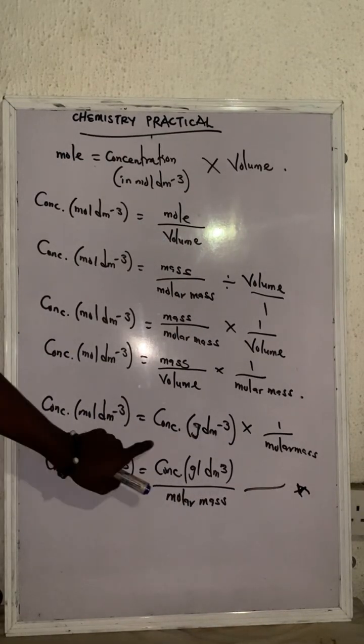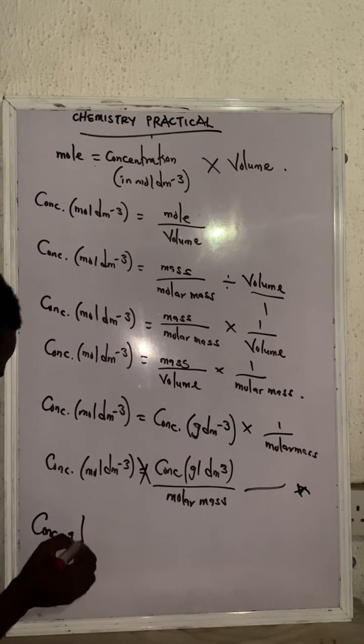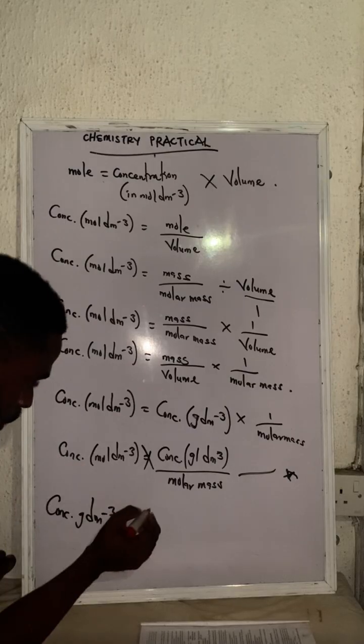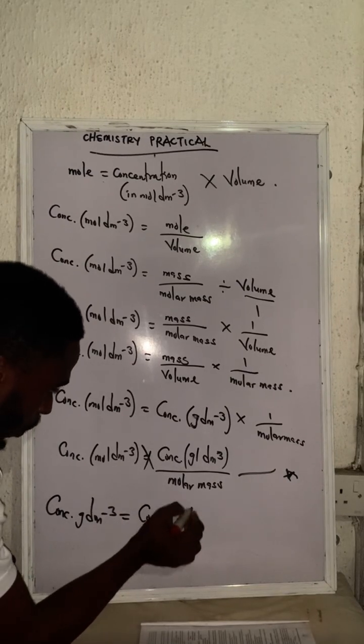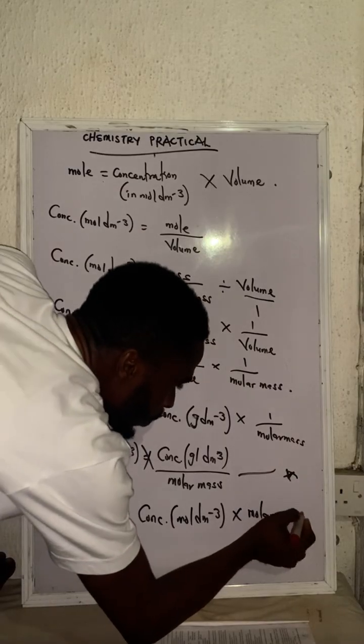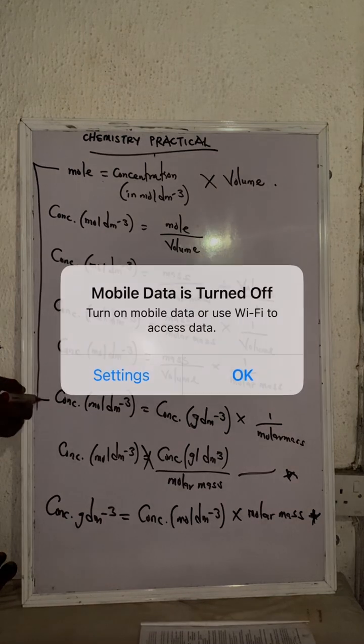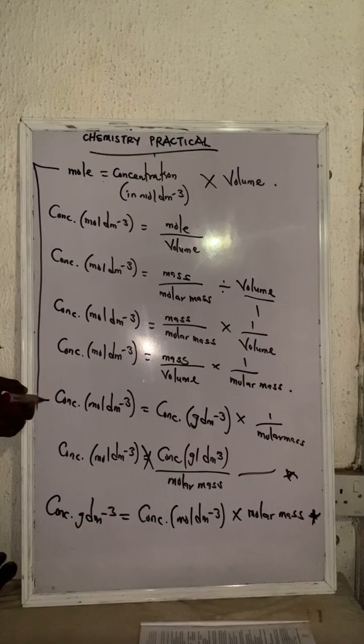So concentration in mole per dm³ is concentration in gram per dm³ divided by molar mass. And if you multiply, concentration in gram per dm³ will be equal to concentration in mole per dm³ times molar mass. So you should also note this formula. This is just the derivation of that formula I want you to understand. There's nothing hard.